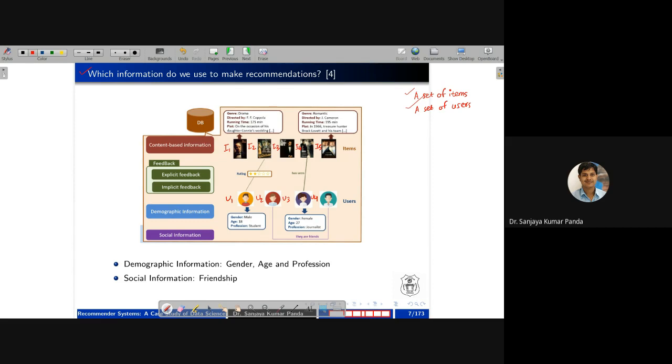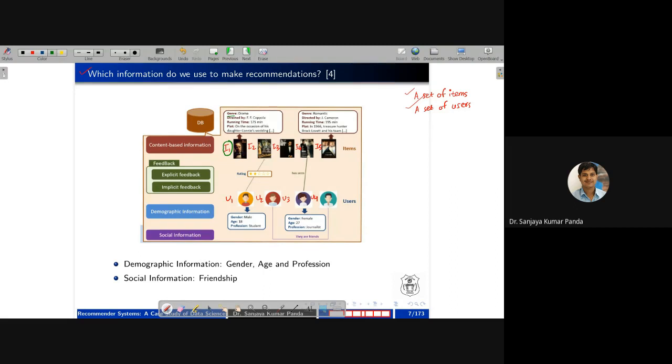Let us know the characteristics of the different items. If you look at item I1, it is a movie. In fact, all the items we have considered here are movies. So what are the characteristics of these items? The main characteristic is what type of movie it is. Like the first movie, if you see, is of drama type, which we call genre.